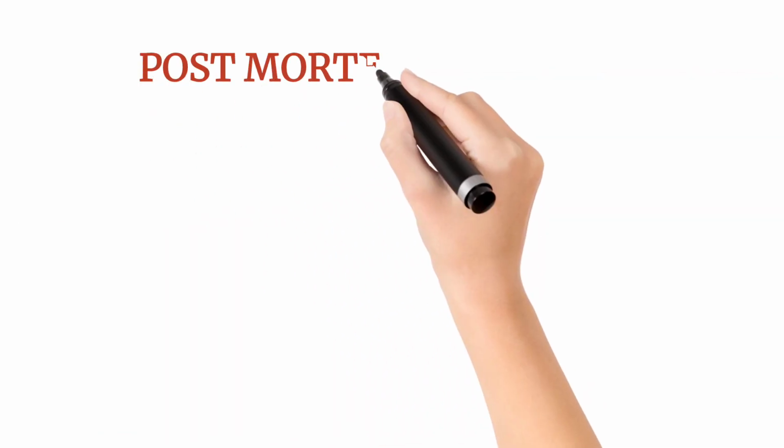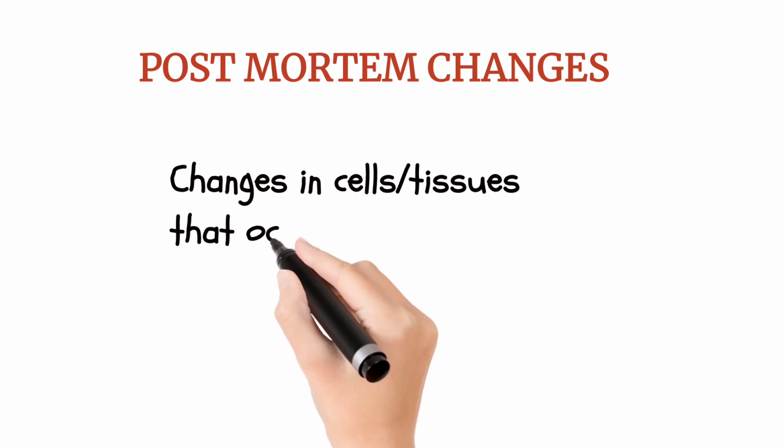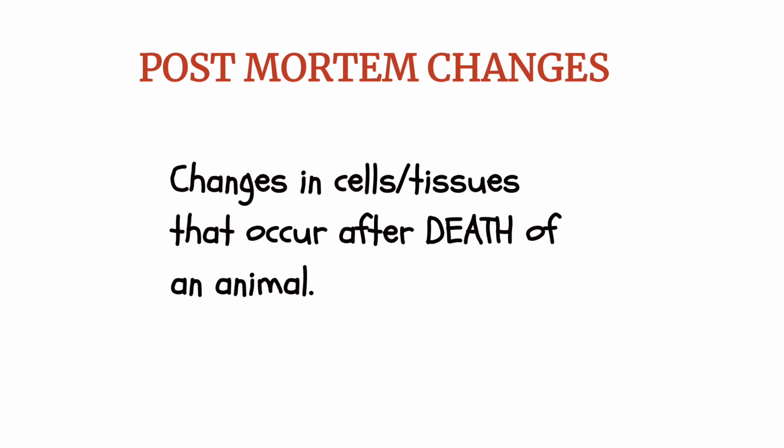Let's move over to postmortem changes. Postmortem changes are changes in cells or tissues that occur after the death of an animal. So the degree of such changes and the speed depends upon the environmental temperature, the size of the animal, the species of the animal, and external insulation and nutritional state of the animal. Postmortem changes occur rapidly in high environmental temperature. They also occur rapidly in large or fur or wool bearing and fatty animal. So let's look at the postmortem changes one after the other.